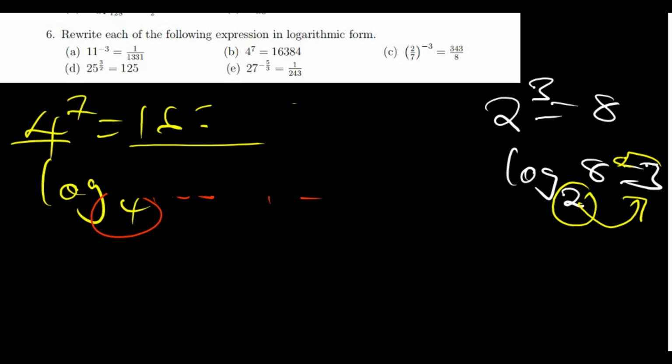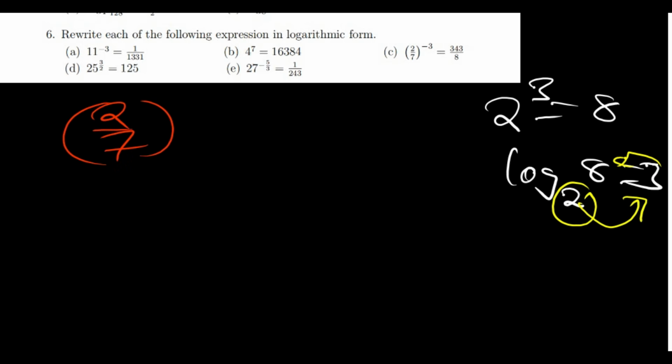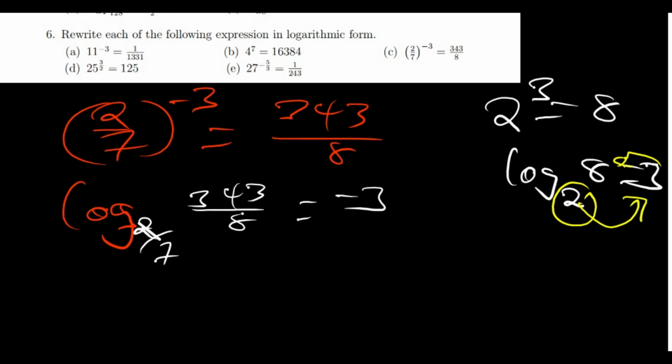Okay, now you can do part C. So part C is 2 over 7 raised to the power negative 3 is equal to 343 over 8. So this is going to be log base 2 over 7 of 343 over 8 is equal to negative 3. As simple as that.